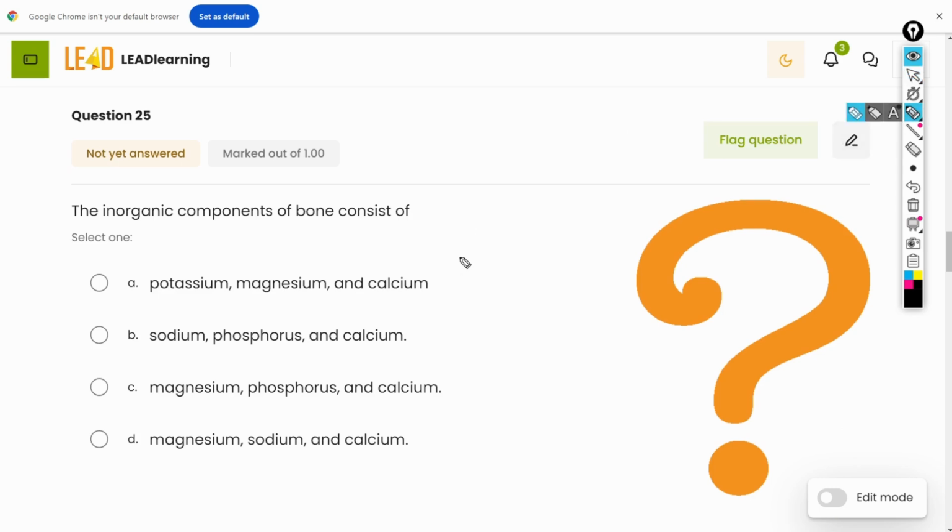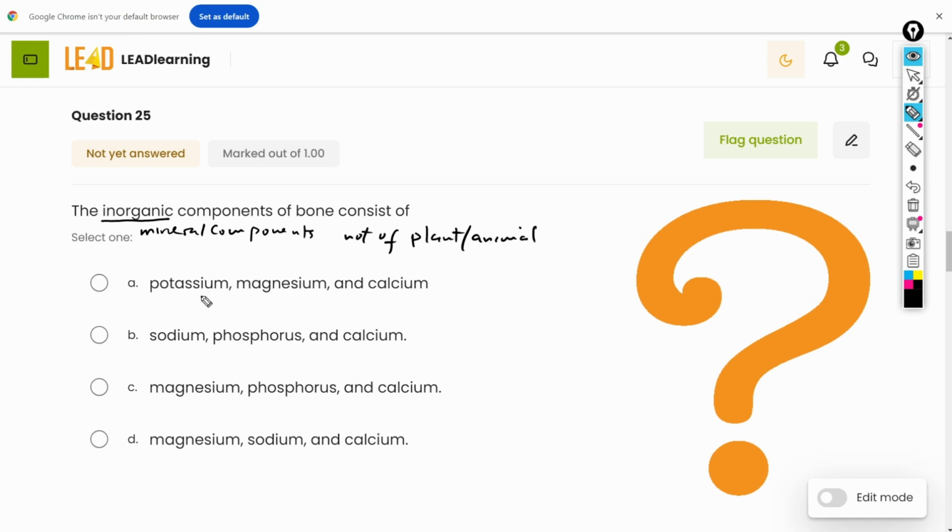Question 25. The inorganic components of bone consist of. Now, when we say inorganic, inorganic means mineral components, and not just mineral components, but components that are not of plant or animal origin. It's the opposite of organic. Organic is plant or animal origin. So now let's look at our options.